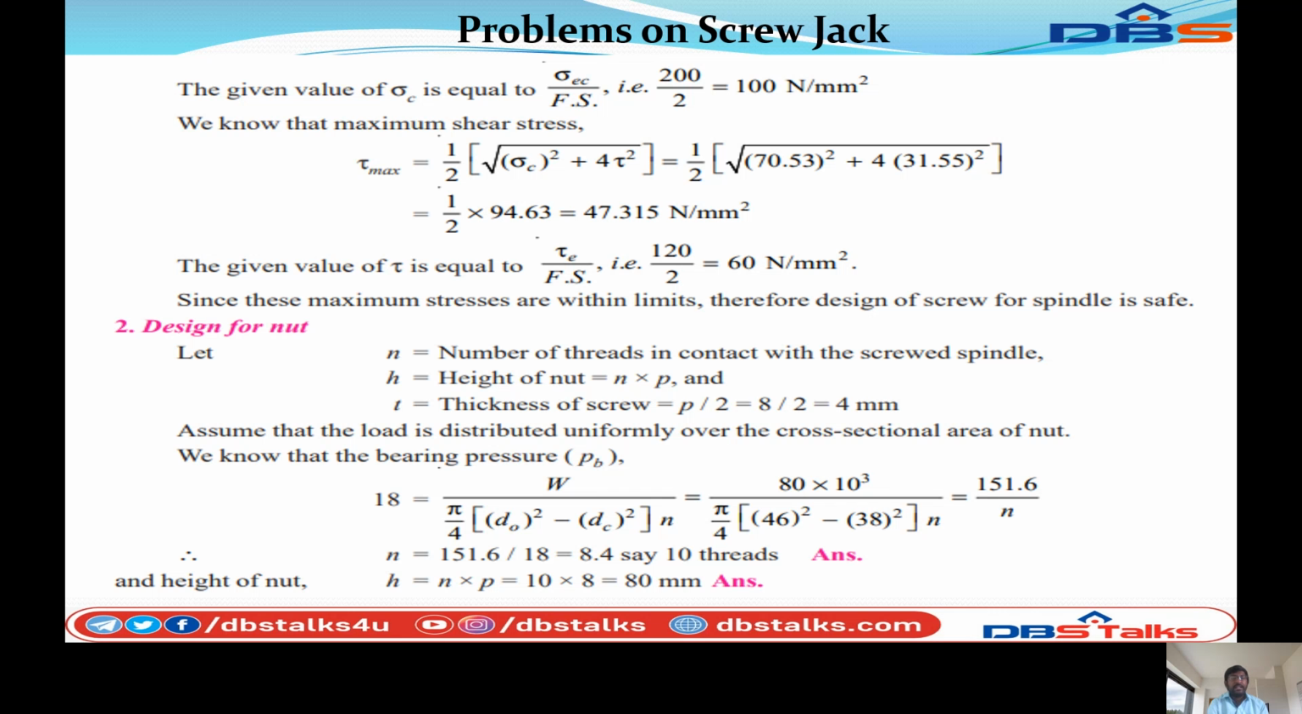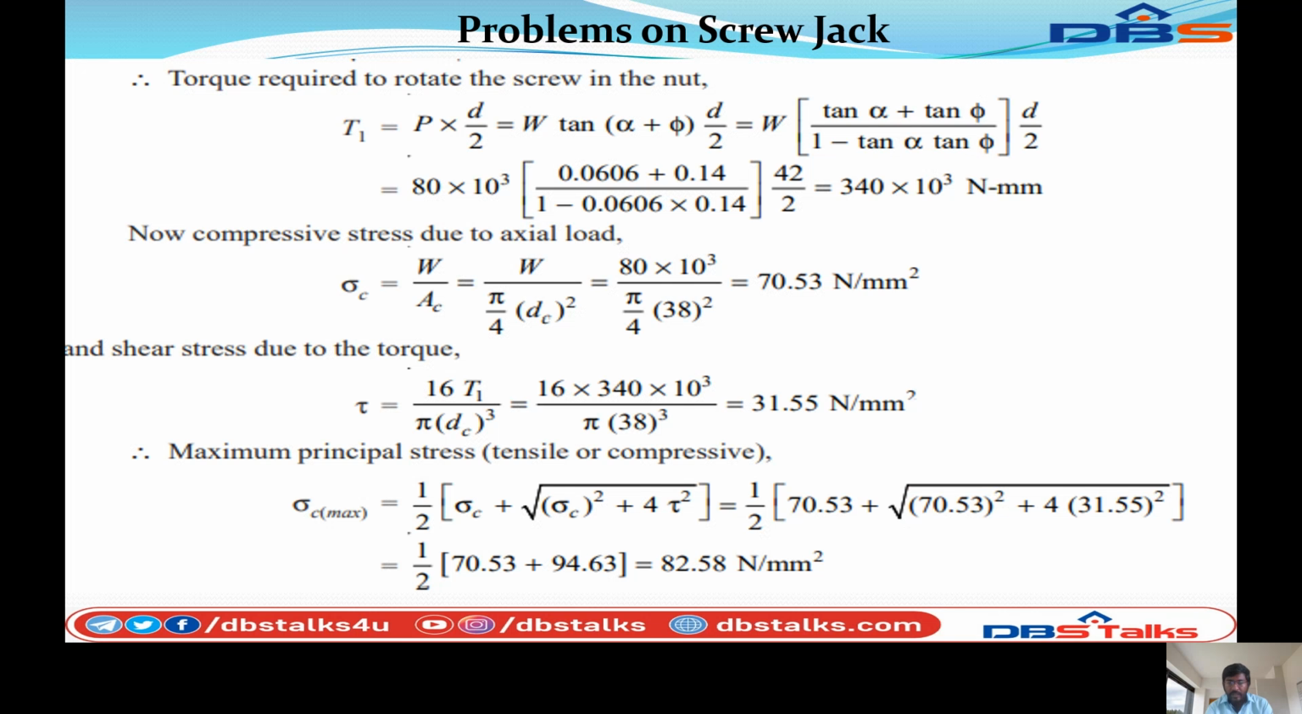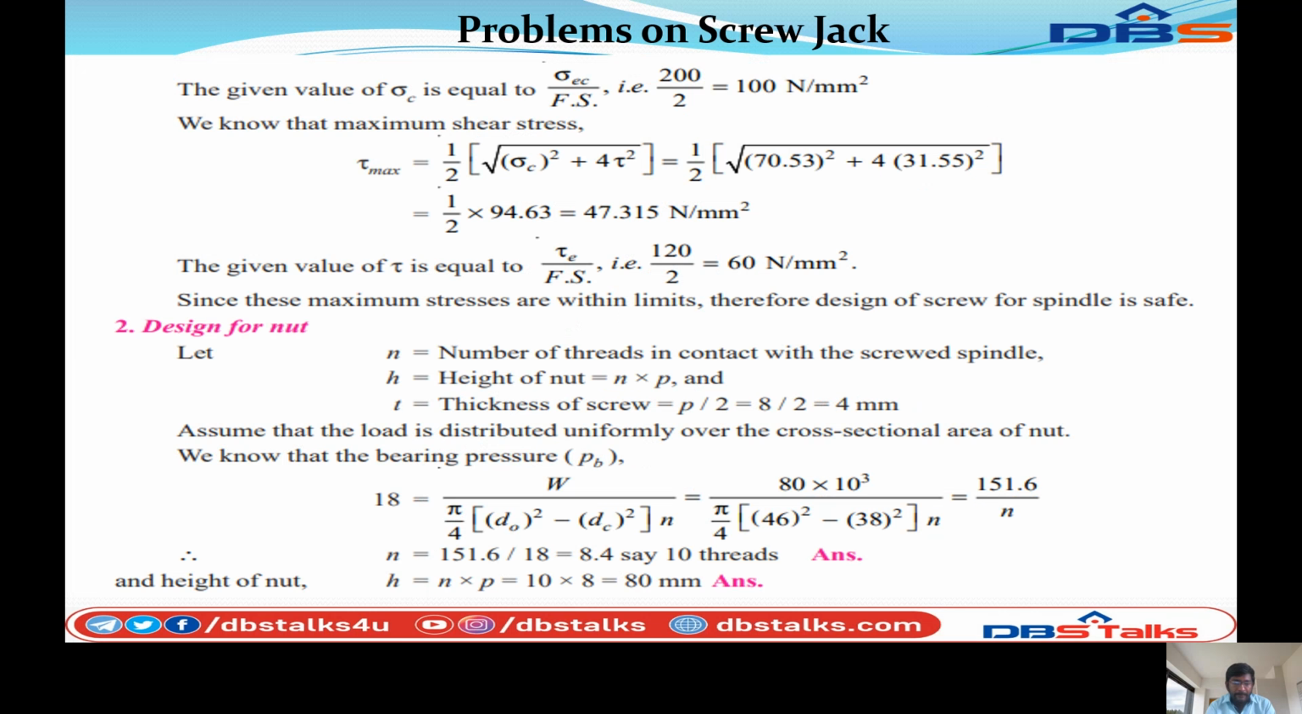Therefore the design of the nut, n, is equal to 10 threads, and the height of the nut h is equal to n into p. So n is already calculated above, n equal to 10, pitch is equal to 8. Therefore the total height of the nut h is equal to 80 mm. So this is the nut, the total height of the nut is 80 mm. So we can calculate and design the nut.